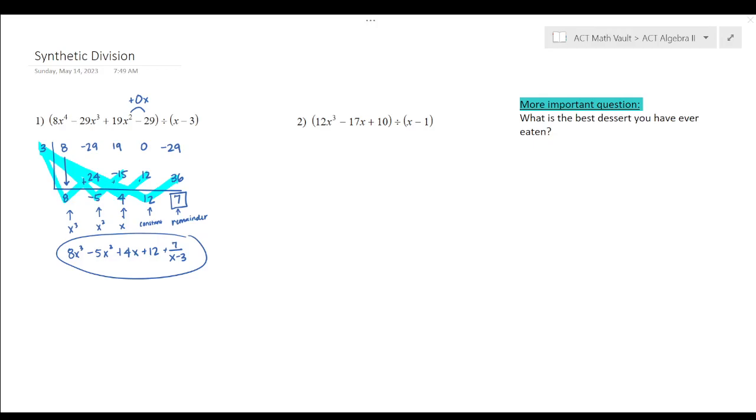Hi everyone, in this video I want to talk about synthetic division with polynomials. Here are the problems that we'll be talking about. Number one is already completed for you, so that we just focus on number two. There's kind of a process that you need to take with this grid and set up with all of these numbers, so I thought I would have number one completed for you.